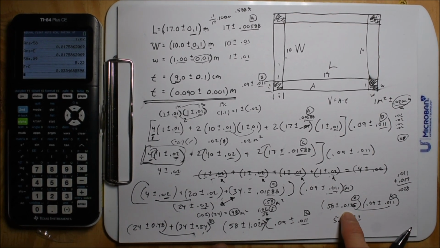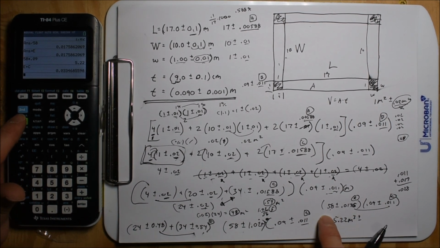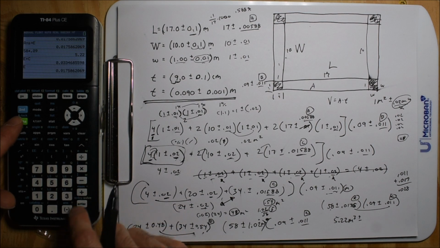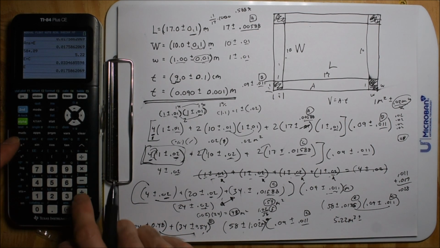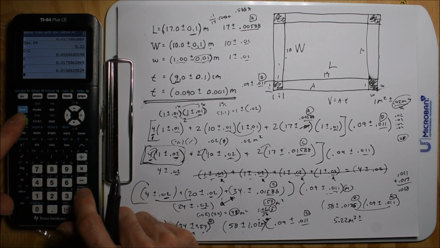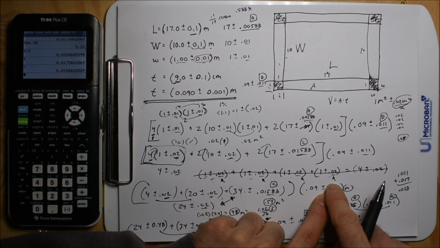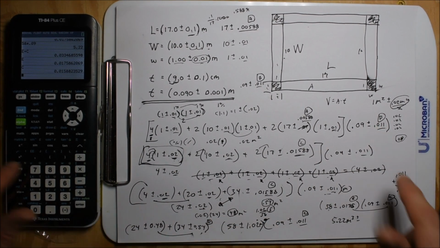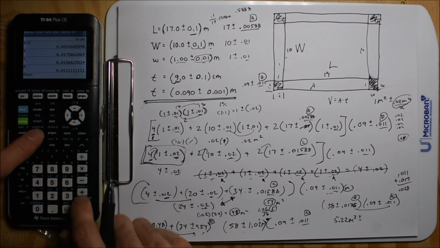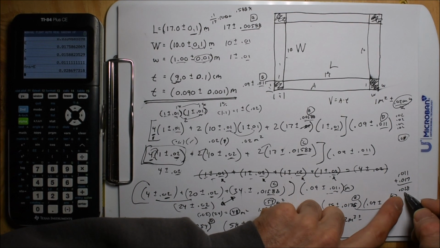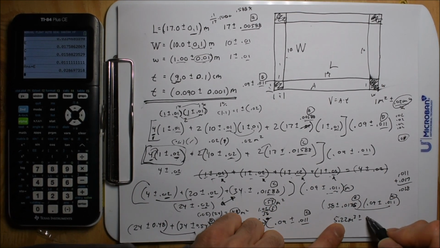Oh no, I got a different number. Let's see. Alpha E, alpha C. Oh no, this alpha C is totally wrong. Where did I store that? Alpha B. Alpha B plus alpha E. Just got messed up there. Yeah, 2.87.